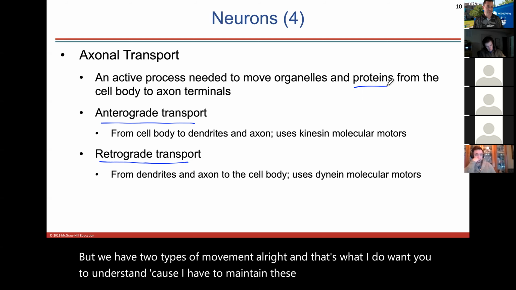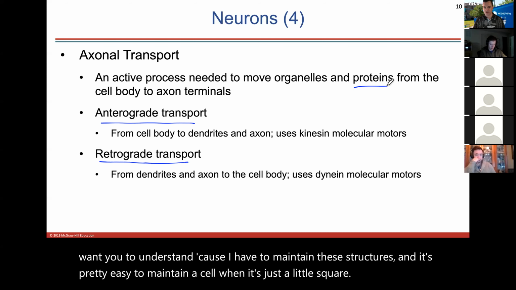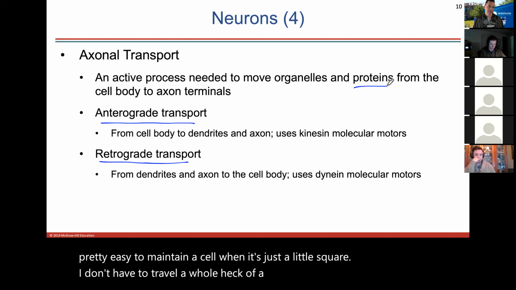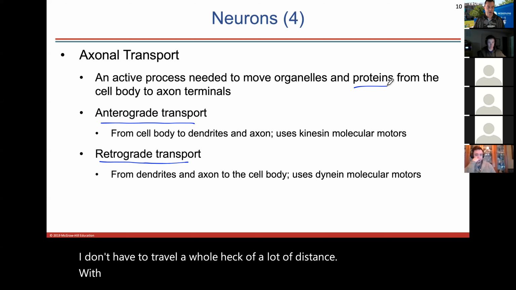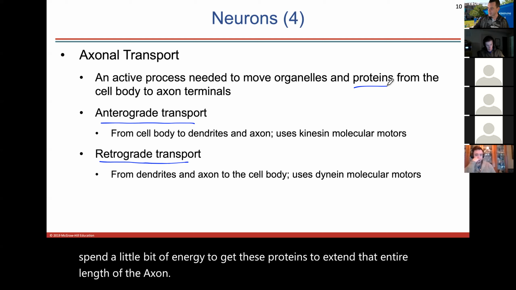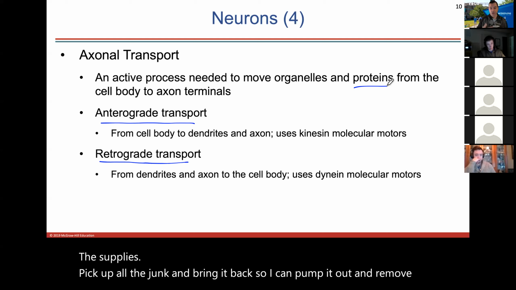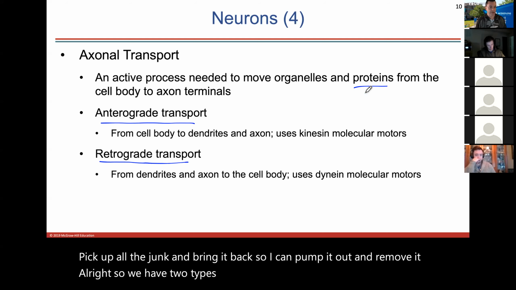Because I have to maintain these structures. And it's pretty easy to maintain a cell when it's just a little square. I don't have to travel a whole heck of a lot of distance. With this, it does require a little bit of upkeep. So you have to spend a little bit of energy to get these proteins to extend that entire length of the axon, send the components to fix the supplies, pick up all the junk, and bring it back so I can pump it out and remove it. All right. So we have two types of movement: anterograde and retrograde.